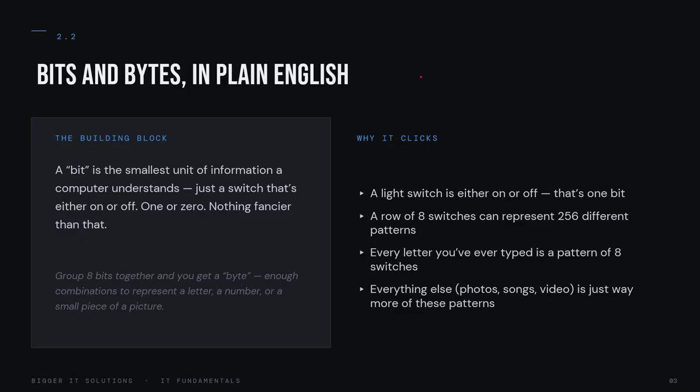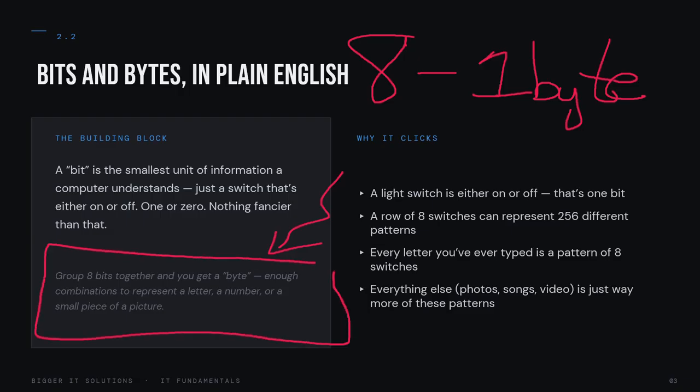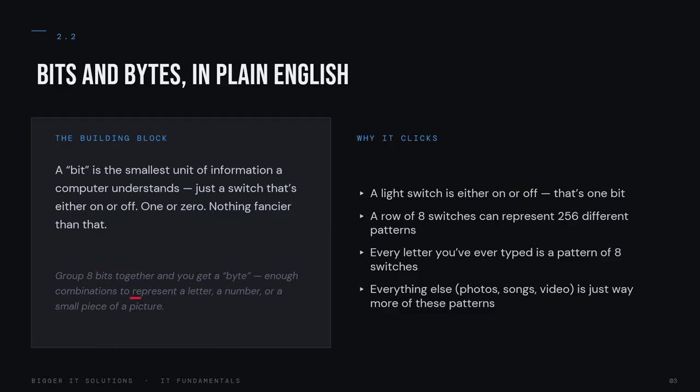Now, what makes this part important is that once we have 8 bits, that gives us 1 byte. And that's what we're talking about down here. We group 8 bits together and we get a byte. So a little bit, a little bit, a little bit, a little bit, and that makes up a byte. And this gives you the combinations to represent a letter, a number, or a small piece of a picture, the data that we actually have.